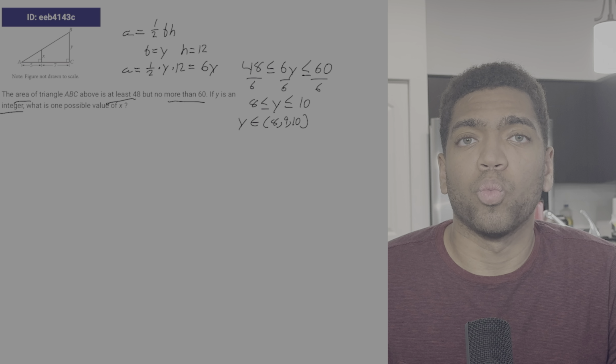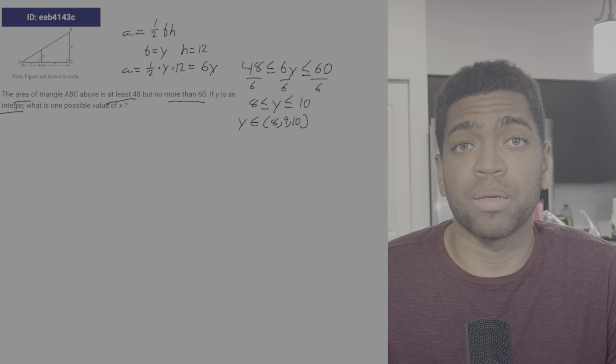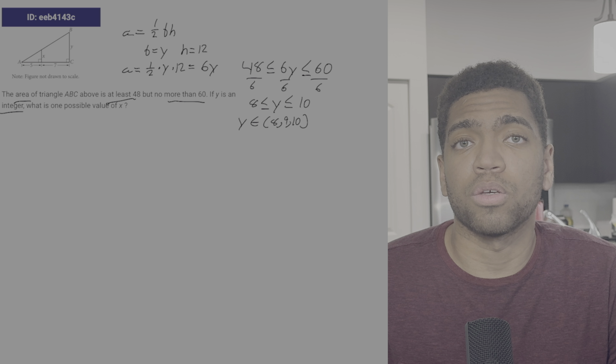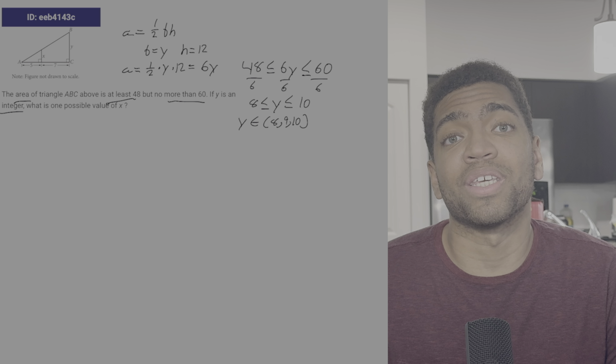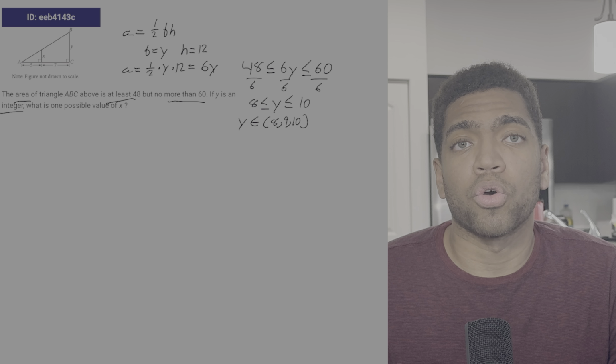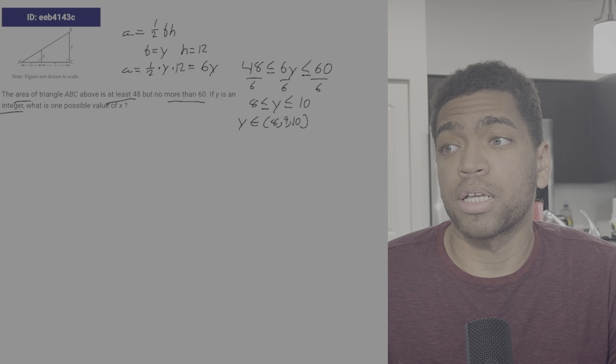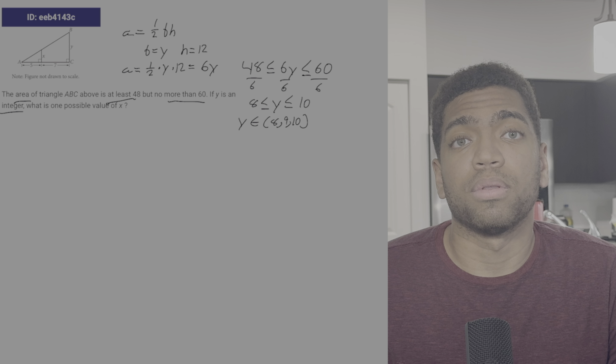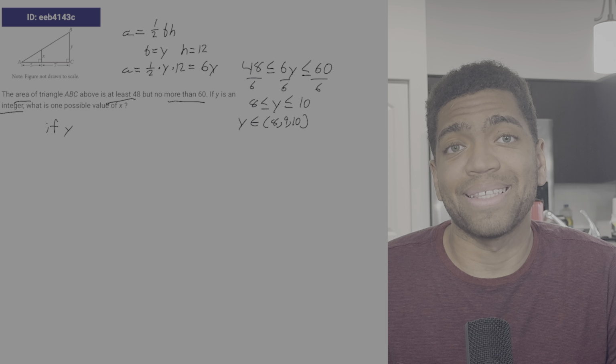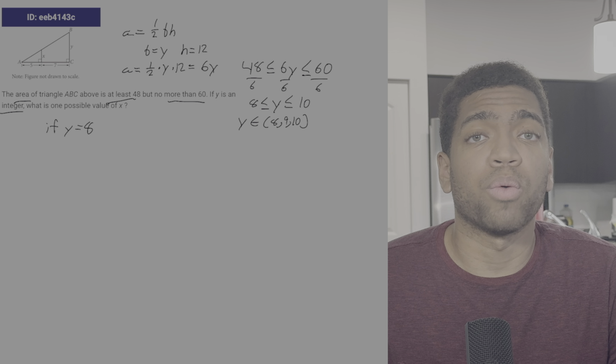What else do we know? We know that the smaller triangle is similar to triangle ABC, which means the ratio of the sides will be the same. So since we know that our possible choices for side y are 8, 9, and 10, we can just try with each of those.